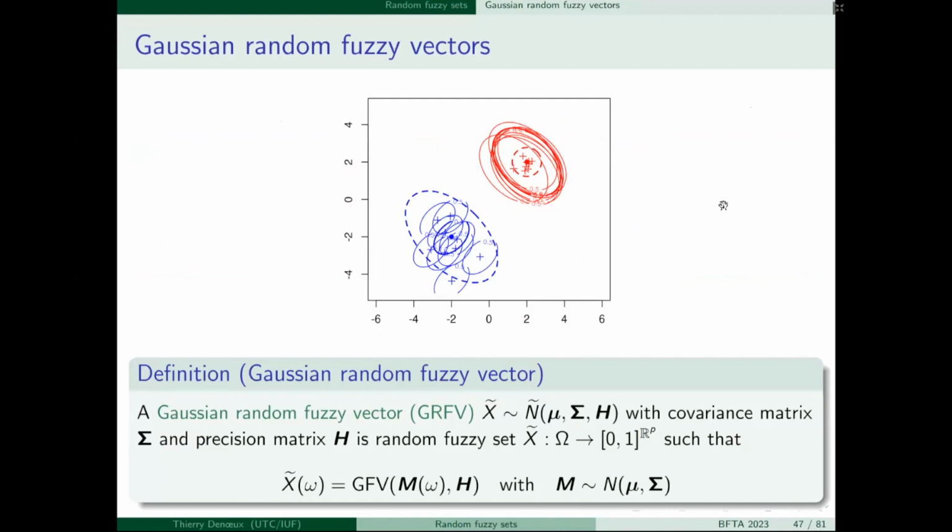They correspond to the precision matrix H. Okay, and the broken ellipses here represent some contour of the PDF of the Gaussian probability distribution. So in one case you have a description of the imprecision, in the other case you have a description of the certainty.